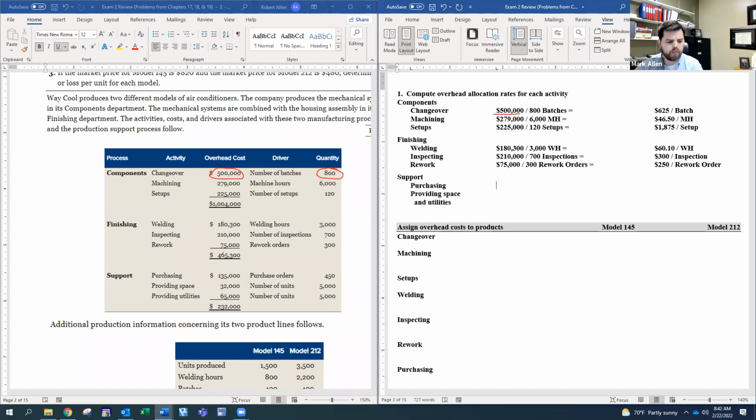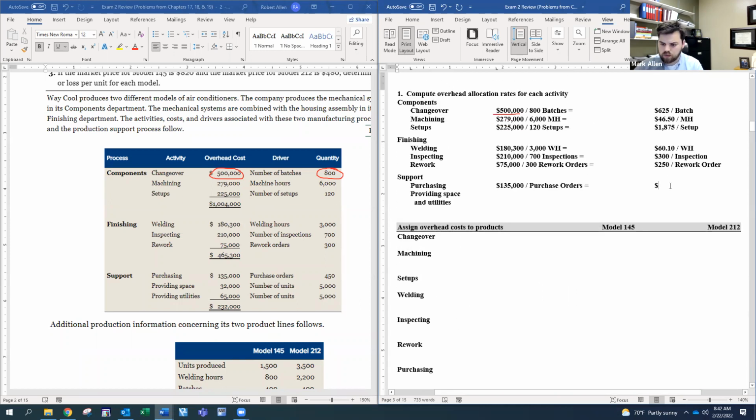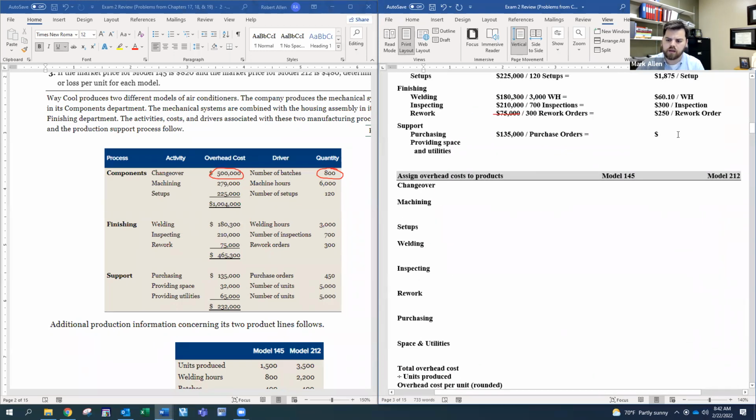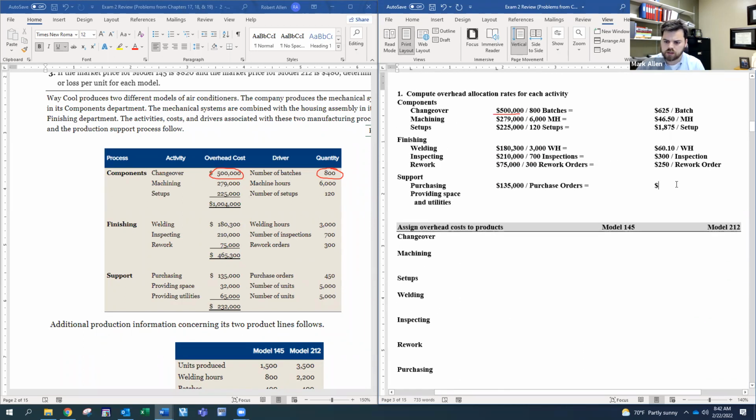Now, for the support department, we're going to come down. We have our purchasing. So this is $135,000 divided by 450 purchase orders. And when we do that, this will come out to be $300. Oops. Somehow my keyboard got messed up. One second, let's get this corrected. There we go. $300 per purchase order. Sorry about that, if that messed anybody up.